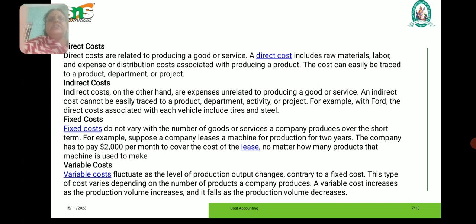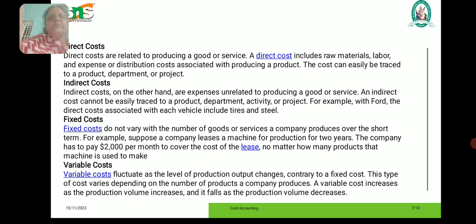Fixed costs. Fixed costs are those costs which do not vary with the number of goods or services a company produces over a short term. For example, suppose a company leases a machine for production for 2 years. The company has to pay $2,000 per month to cover the cost of lease, no matter how many products the machine is used to make.